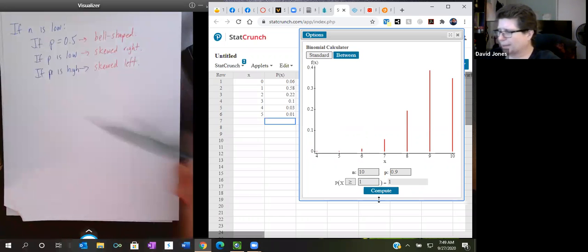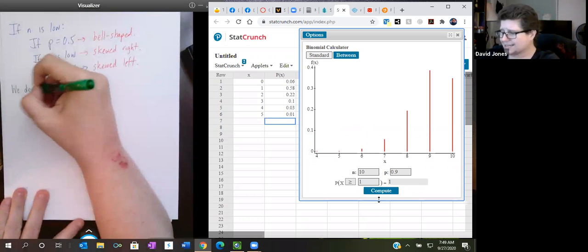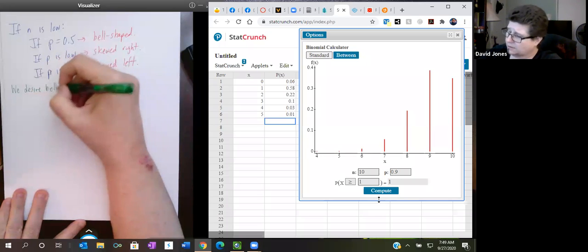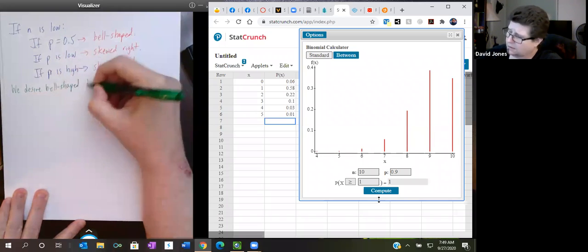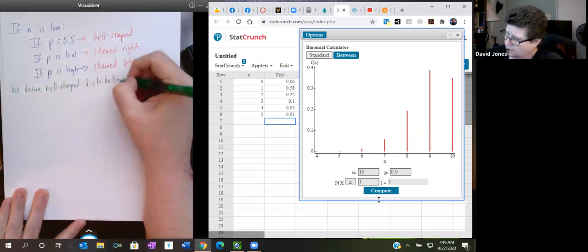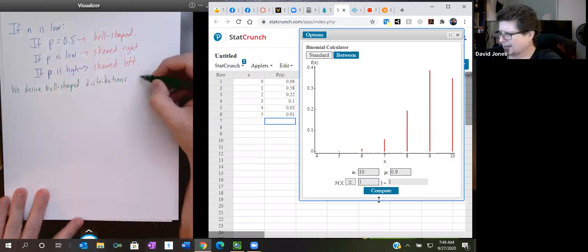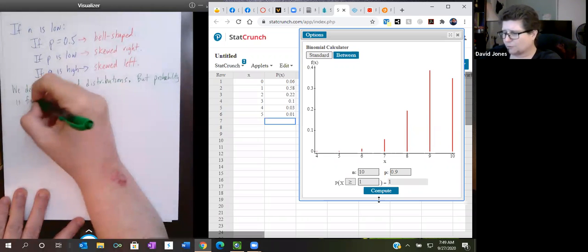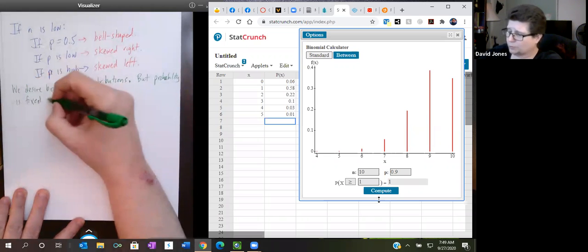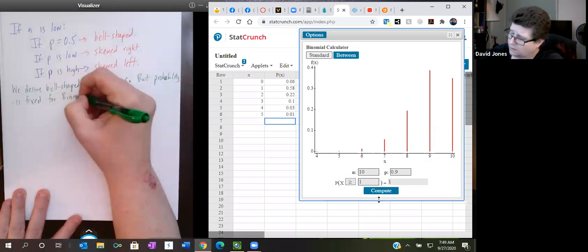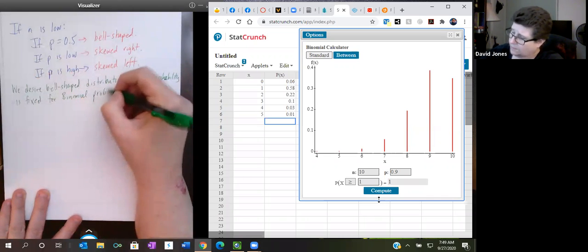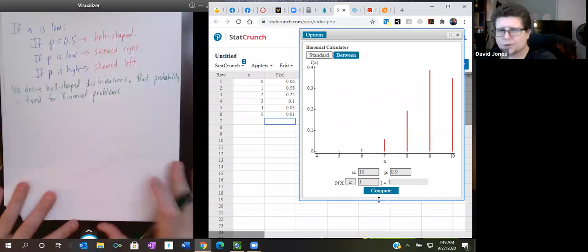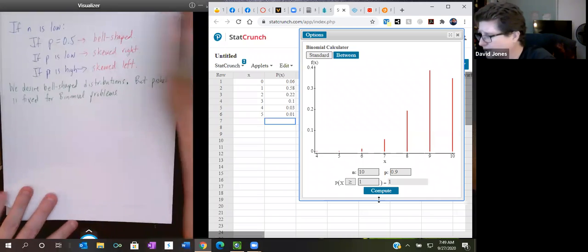We desire bell-shaped graphs. We desire bell-shaped distributions. But probability is fixed for binomial problems. What options do I have to get a bell-shaped distribution?